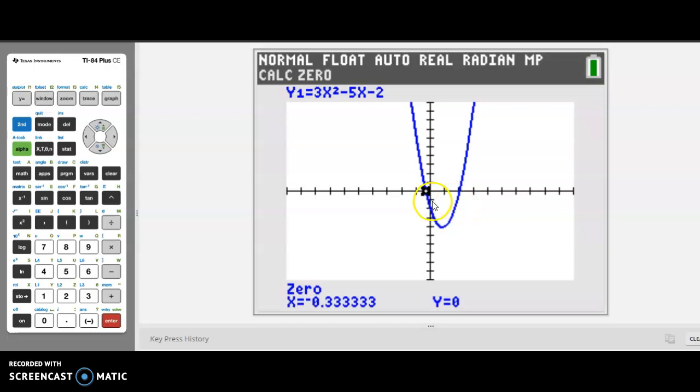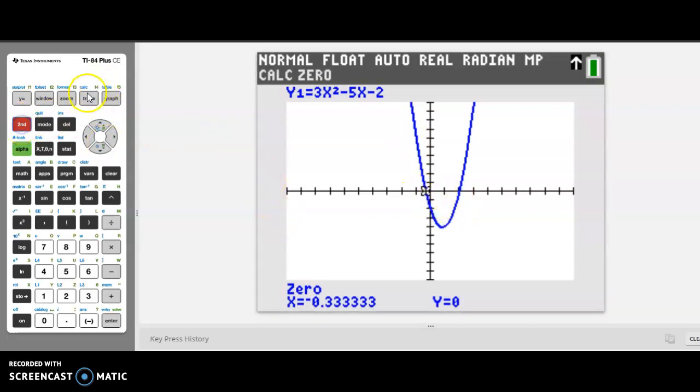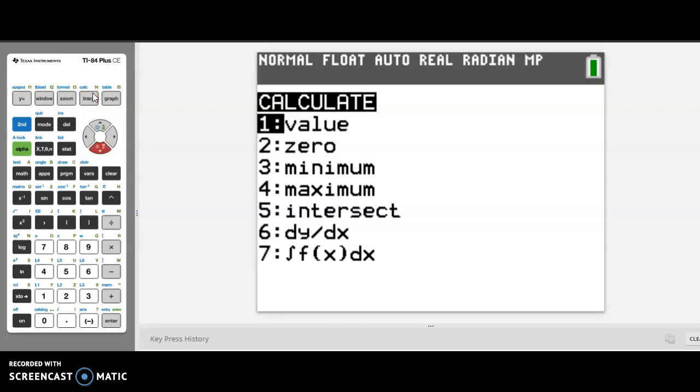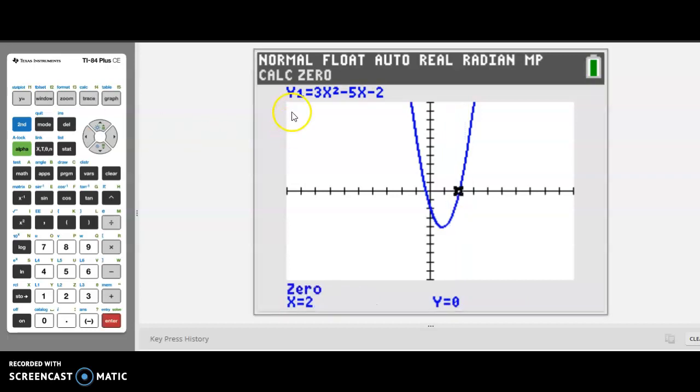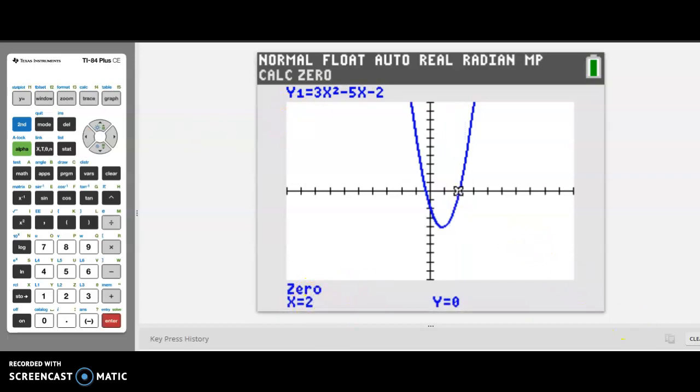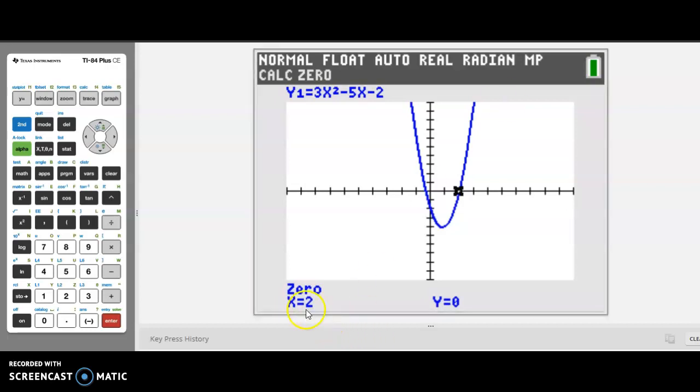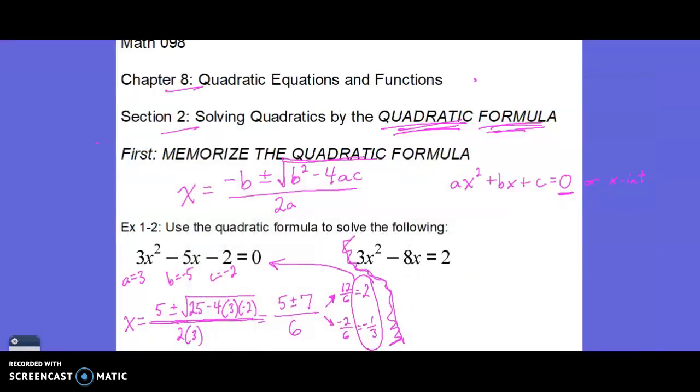And just like with points of intersection, you can only find one at a time. So if you hit second, trace, option 2. So this time a left bound, hit enter to the left. This time it's below. A right bound's on the above, and then best guess, you will get x equals 2 on that one. So you can use a graphing calculator. I just don't want to see rounded answers.